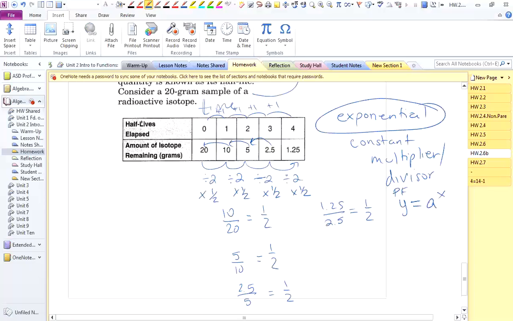Oh, and okay. Exponential is the only one that does that pattern. Okay, does that answer your question? Yeah. Okay, any other questions? Not really. Okay.